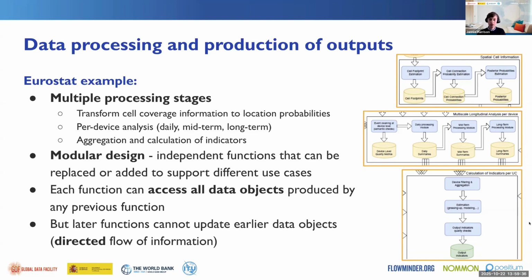One key design consideration in this particular pipeline is that each function can access all of the data objects produced by previous functions. So the data objects being the cylinder shapes in this diagram. So each function can access all of those from any earlier stage in the pipeline. But later functions can't update earlier data objects. So there's a directed flow of information. The information flows from the start of the pipeline through to the end. We don't get stuck in feedback loops.